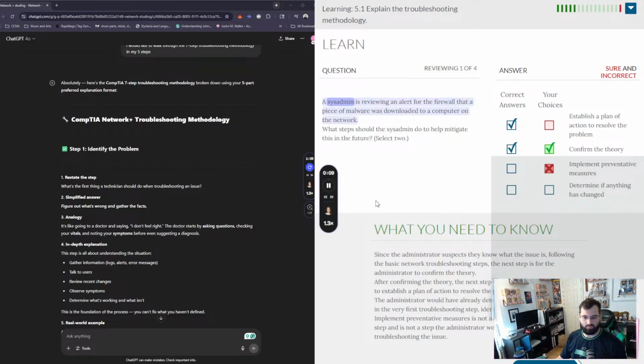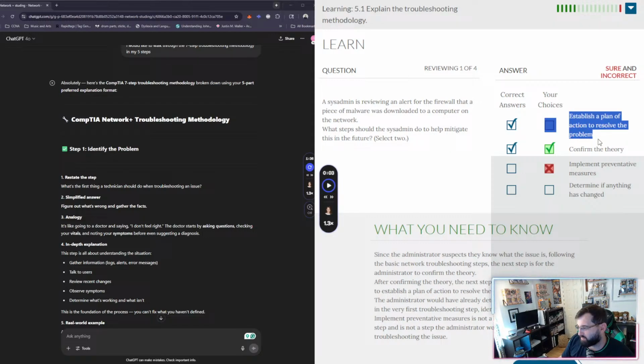Probably. A sysadmin is reviewing an alert for the firewall that a piece of malware was downloaded to a computer on the network. What steps should the sysadmin do to help mitigate this in the future? Select 2. Establish a plan of action to resolve the problem. I think this is a dirty question because it makes me think that it's preventative. Or no, not preventative, that it's like action. Like, this is what I'm doing. I have a plan, I'm gonna execute it to resolve the problem. When in reality, it's preventative.